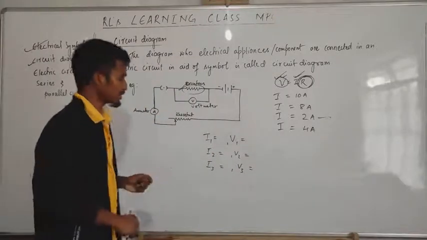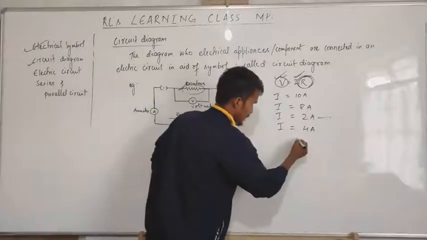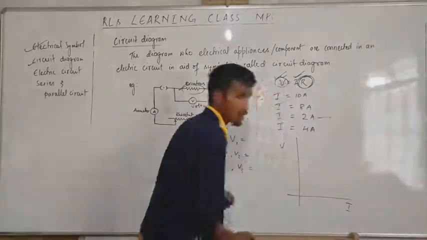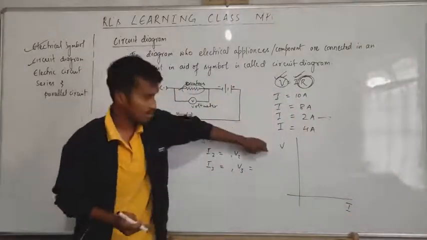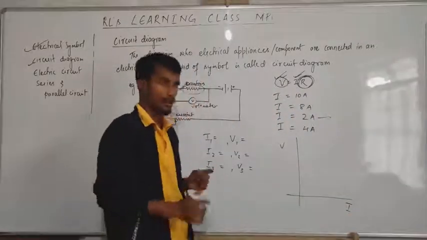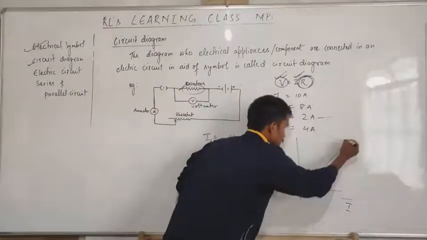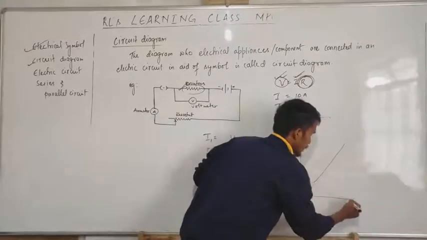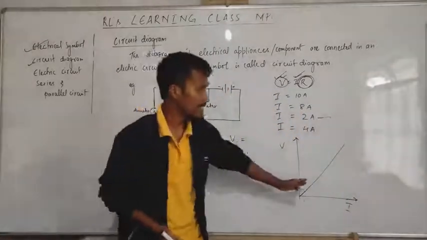Once you finish that, you draw a graph. That will be the VI characteristic. V means voltage, I means current. Once you draw the graph, you will get a straight line. This will be the verification of Ohm's law, which means we have to get this line as straight.